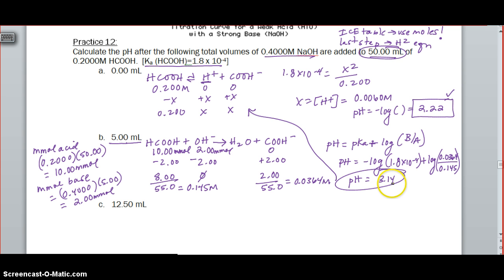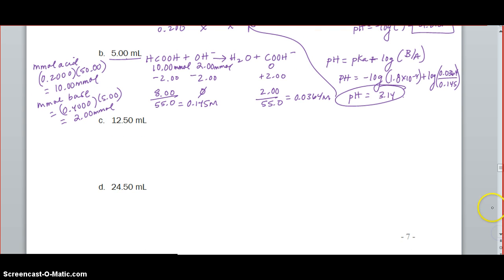We added some strong base to it, and it jumped up to 3.14. So it makes sense because the pH is climbing, but we've just added that small amount of base, so not a huge deal. Alright, so now we're going to add 12.5 milliliters of our strong base.